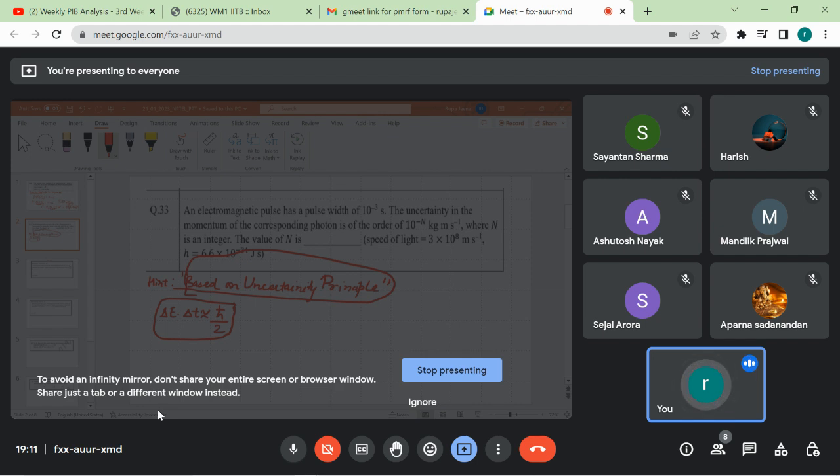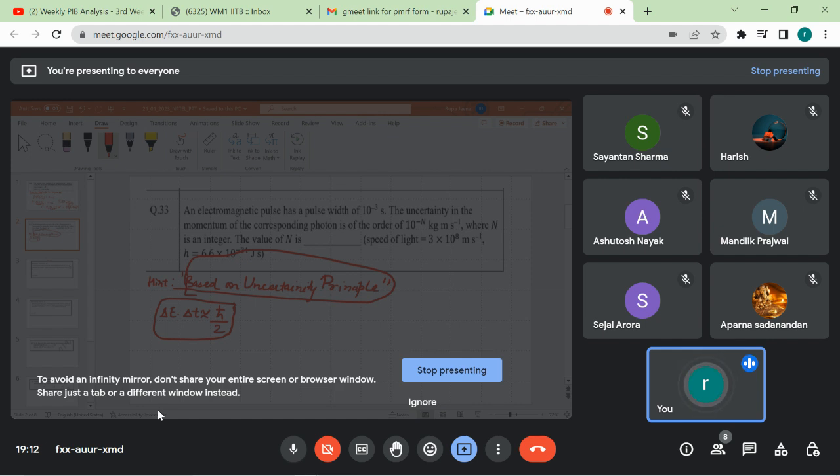You can see an electromagnetic pulse has a pulse width of 10 raised to the power minus 3 second. So you know that delta t is given to you. The uncertainty in the momentum of the corresponding photon is given, and the electromagnetic pulse width is given, and you need to find out the value of n. So you know from the question that you have to use delta E into delta T is greater than or equal to h cross by 2, the formula of Heisenberg uncertainty principle.